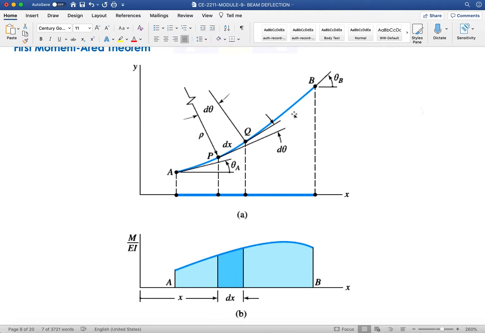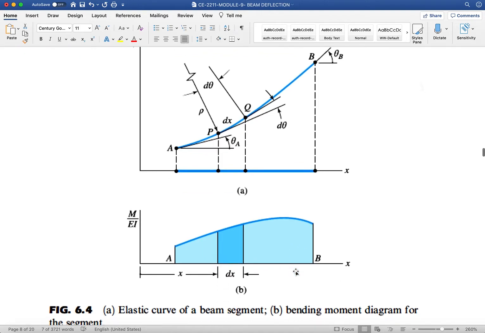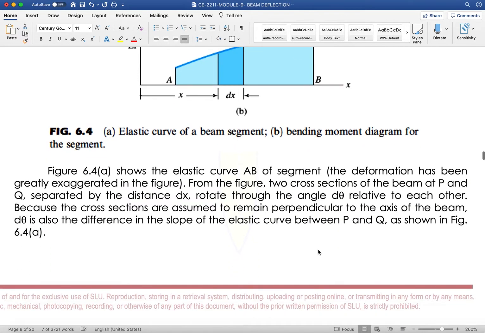Since this is your elastic curve, the graph below is the moment diagram. If you can recall from your integral calculus, you were taught how to solve for the area of a curve using strips. For this one, we will be using this vertical strip with a thickness of dx, and it will be integrated from point A to point B.